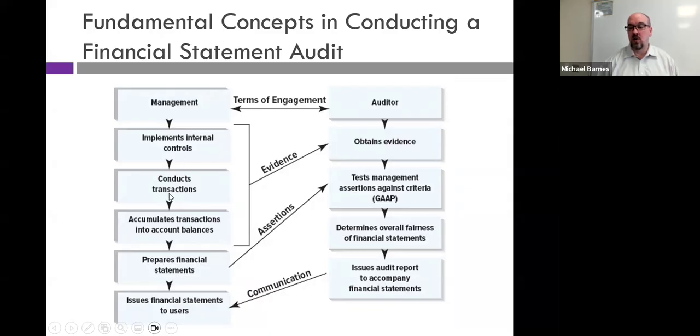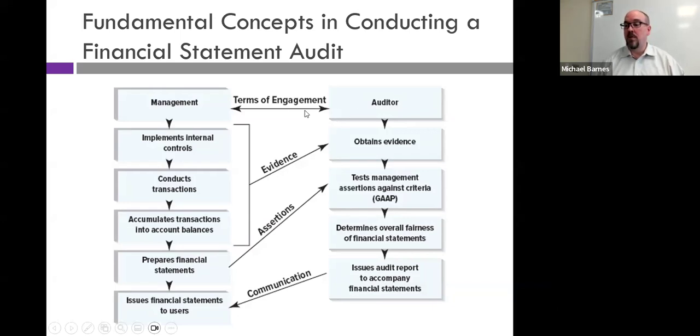They conduct transactions for the organization, and they accumulate those into financial statements. We issue these financial statements to the users, and that's the external financial reporting process. As auditors, we need to line up our procedures to understand how this is going to work and how we're going to gather evidence and test these.